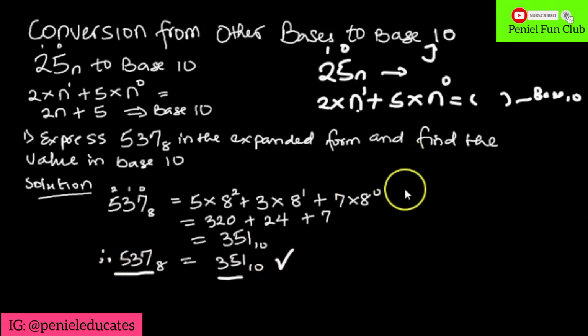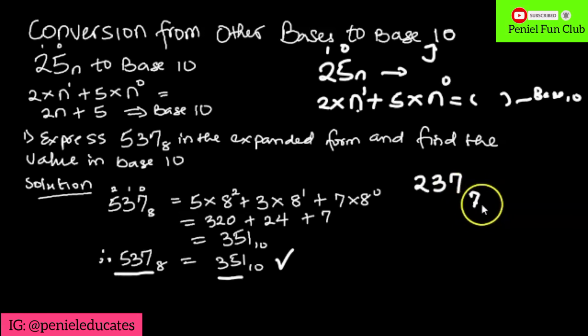Now, let me tell you something here when you are looking at the bases. For example, if you have a number like 237, you cannot have this as base 7.